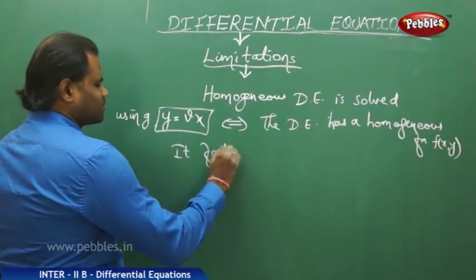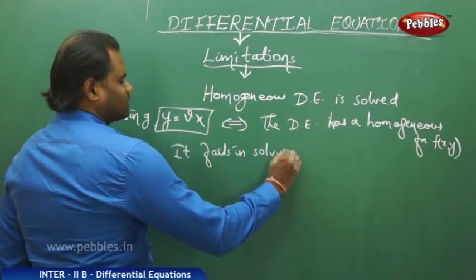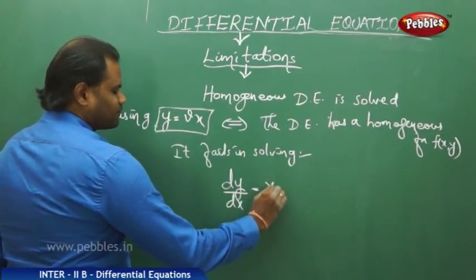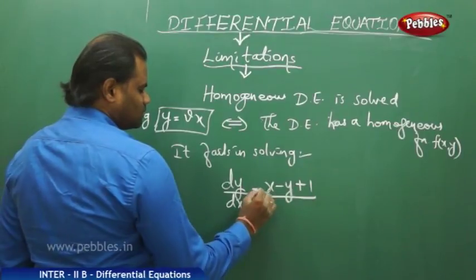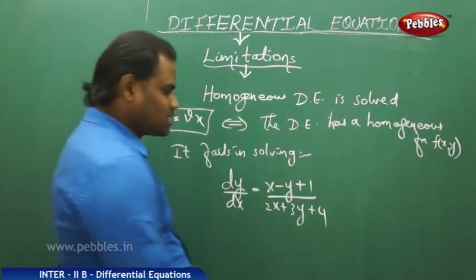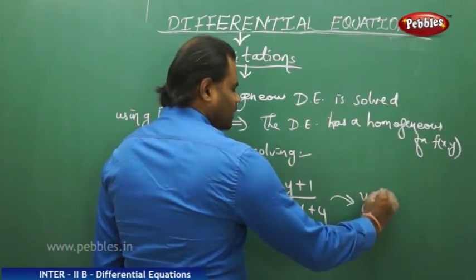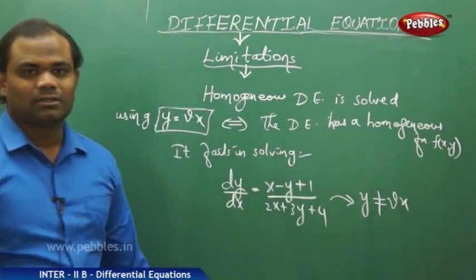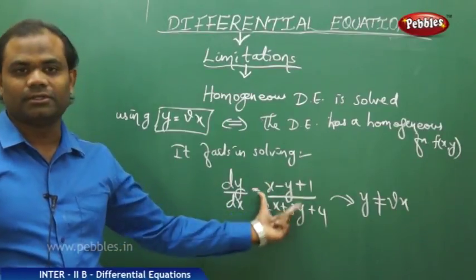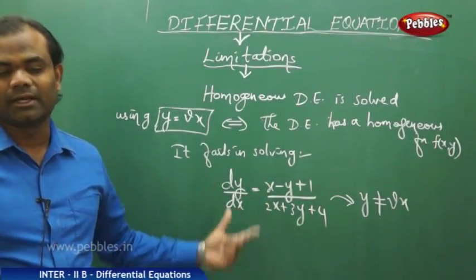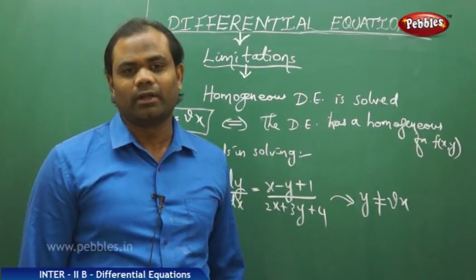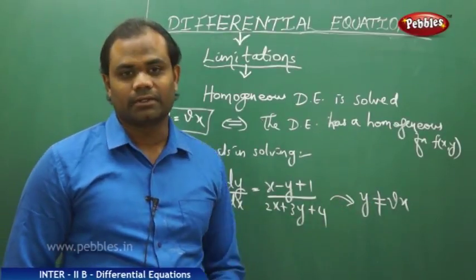It fails in solving non-homogeneous differential equations, say for example like (x minus y plus 1) by (2x plus 3y plus 4), where in case of these kinds of problems I cannot take y equals vx. This method will not help in solving non-homogeneous differential equations, and hence it is limited only to homogeneous functions where I can solve using y equals vx.